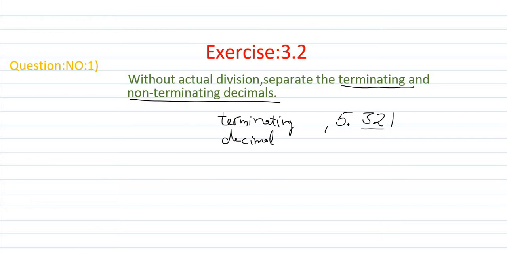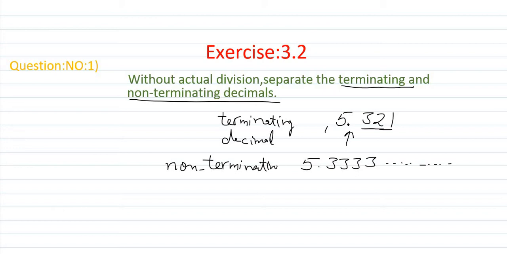If the numbers after the decimal point are non-finite or not limited, like this, 5.3333, and this 3 is repeating so many times that it will not end, then that number is called a non-terminating decimal.